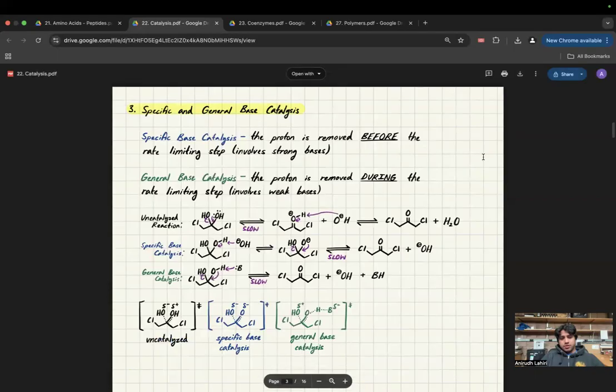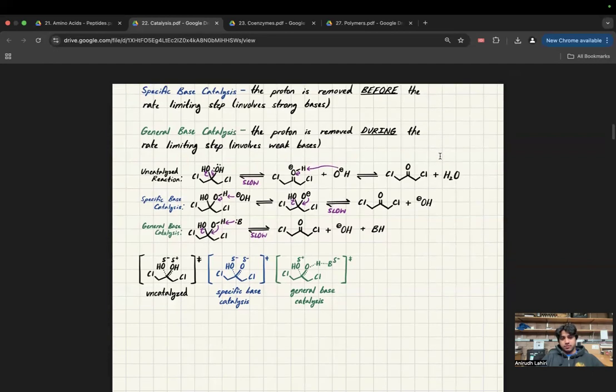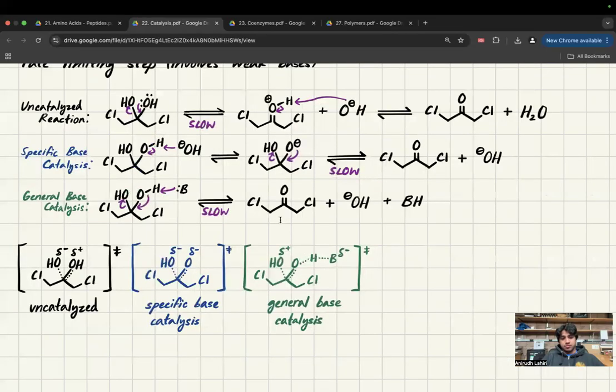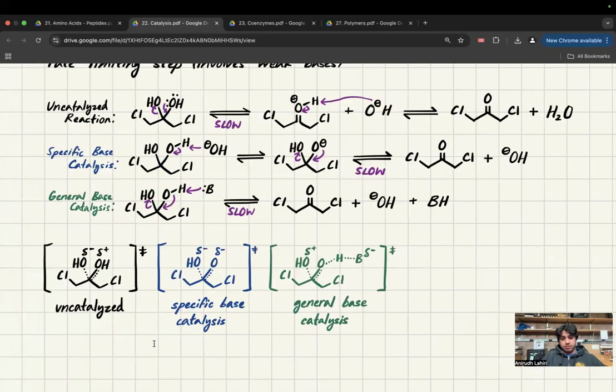Okay, specific and general base catalysis. Specific base catalysis is when the proton is removed before the rate limiting step. So this involves strong bases. General is when it's removed during it. And it's the exact same types of concepts as what we just covered in acid-base catalysis for the acids. These are some examples of the transition states. And we can kind of get an idea of which ones are the best from these. But overall, we can just see that specific and general base catalysis have more favorable transition states, right?